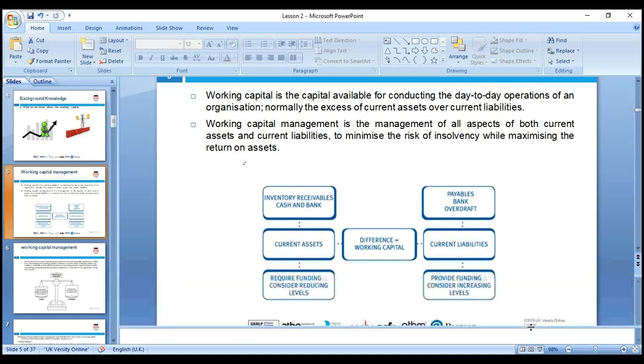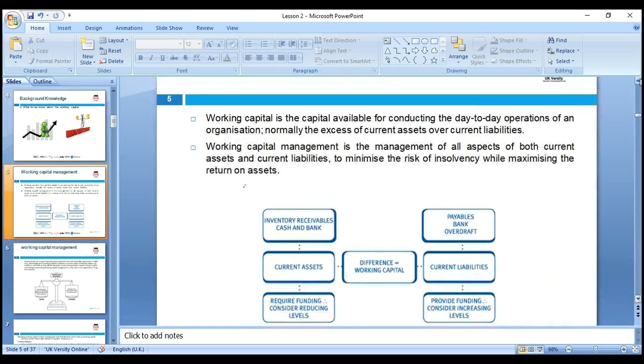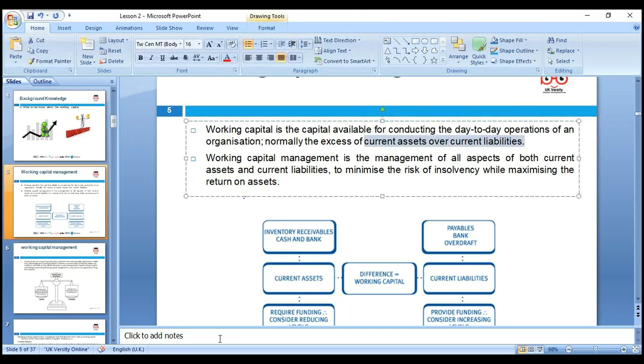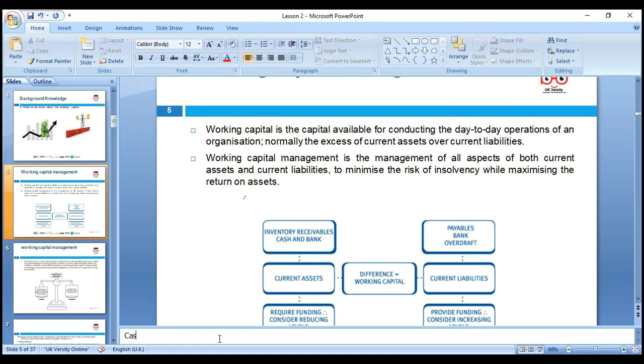Okay, so next, what is meant by working capital? Working capital is the capital available for conducting the day-to-day operation of an organization, normally the excess of current assets over current liabilities. So what comes under current assets? Cash is a current asset. Current assets mean whatever you have around you which generates revenue for the business, which you can utilize and from there you can get the revenue.